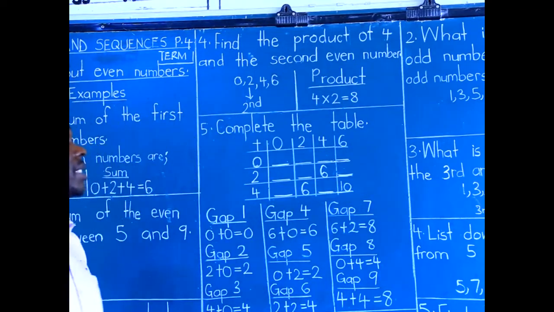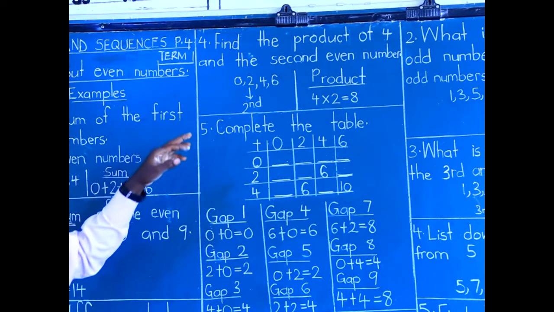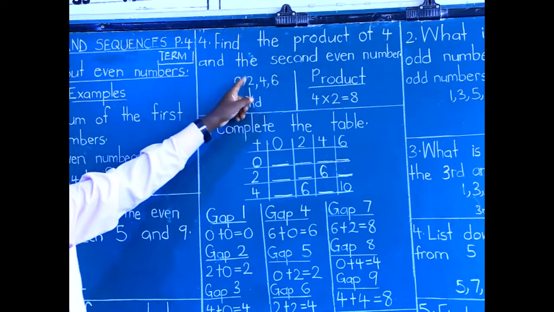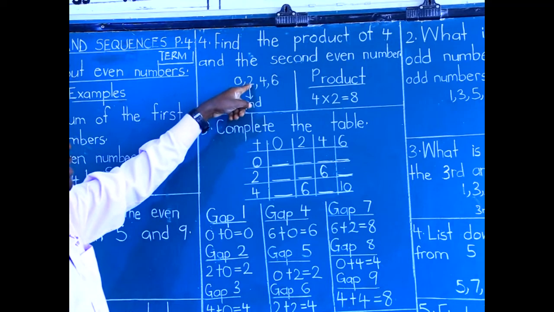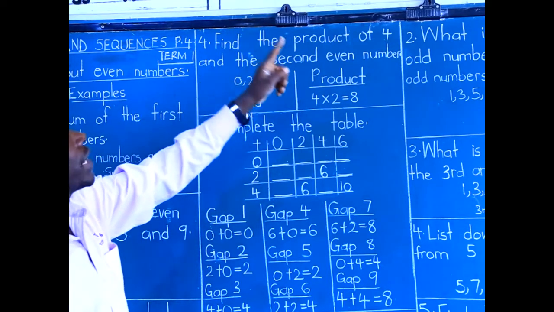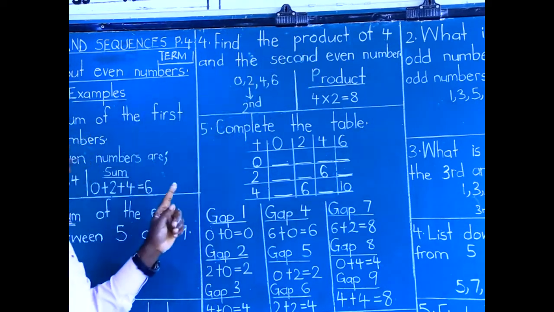List the even numbers and then you identify the second. That is 0, 2, 4, 6. First, second. The second even number is 2. Now find the product of 4 and 2.